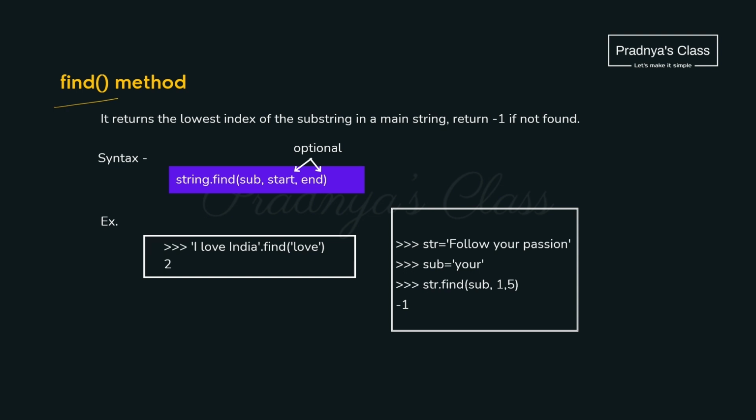The name of the method is find. It will return the lowest index of the substring in a main string. If we cannot find the substring, then -1 will be returned. Have a look at the syntax. Starting and ending index is optional. If you want to search the substring in a particular range, then you can mention start and end. Here is a simple example. We need to find this string in a main string, which is at the index 2. So we got the lowest index. Lowest index means we will get the first occurrence index of that substring. If we couldn't find it, we will get -1.